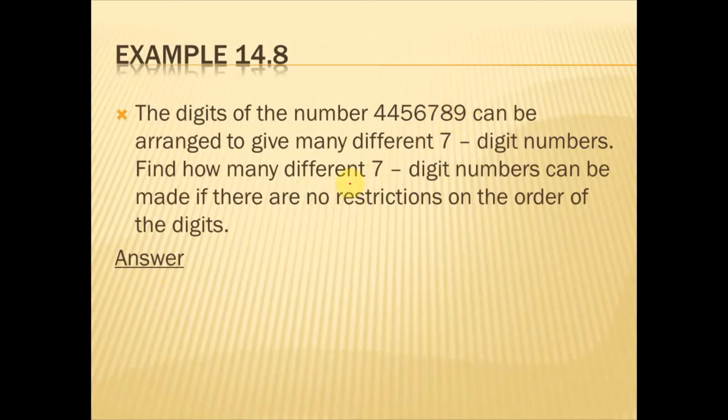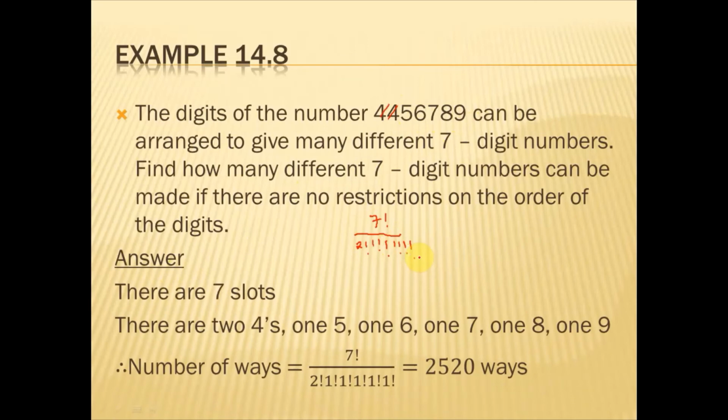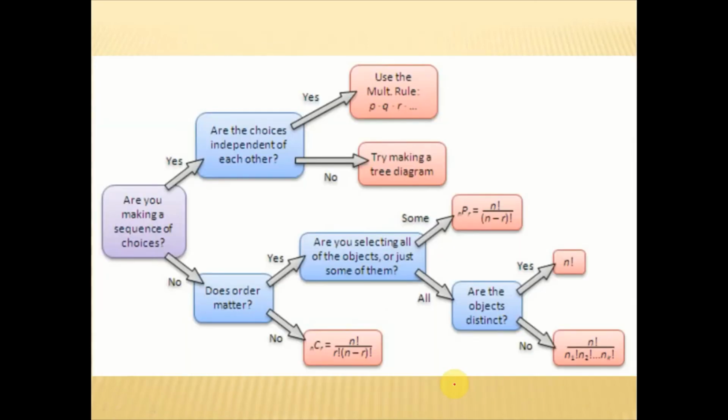So kita ada 7. Maksudnya kita nak buat apa? Atas tu patutnya 7 factorial divided by what? Tengok mana yang sama. 4 ada 2 kan? So 2 factorial and then yang lain ni semua 5, 6, so semua 1. So 1 factorial, 1 factorial, 1 factorial, 1 factorial, semua sekali. So this one you will get 2520 ways.